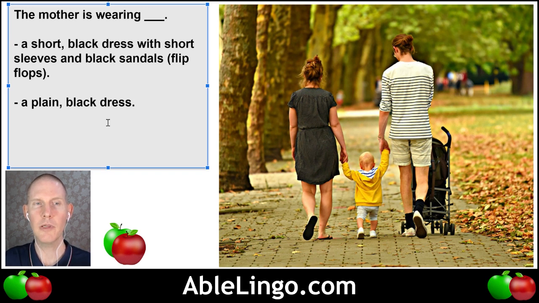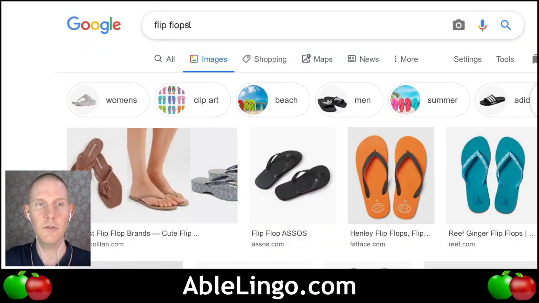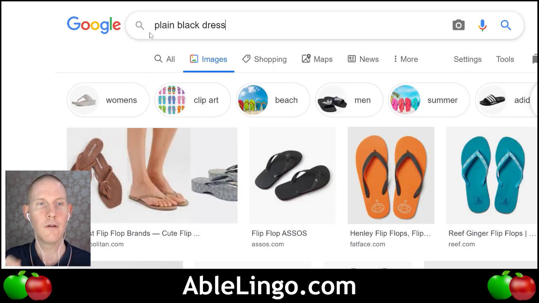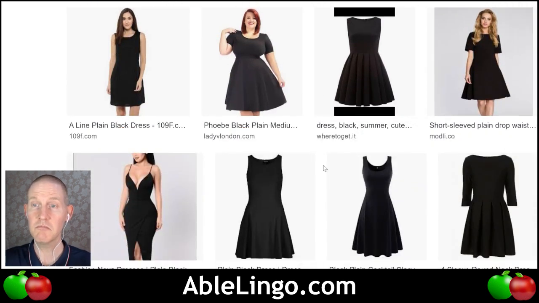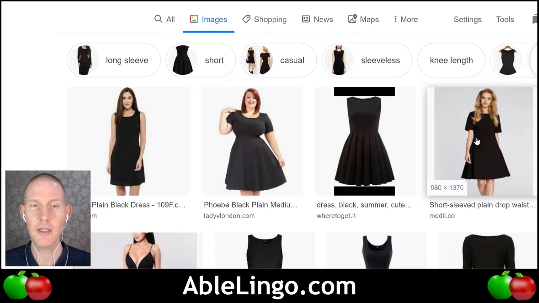Right? And so plain is the opposite of fancy. Right? So let's take a look at what happens when we put in the pictures. So first we'll do a plain black dress. Right? So it's a plain black dress. Nothing super fancy. It's modest. I don't know about this one. That's not quite plain. I would think of something like this.